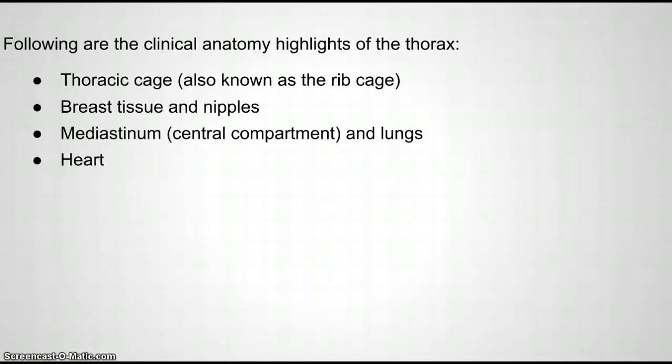Following are the clinical anatomy highlights of the thorax: thoracic cage, also known as the rib cage, breast tissue and nipples, mediastinum, central compartment and lungs, and the heart.